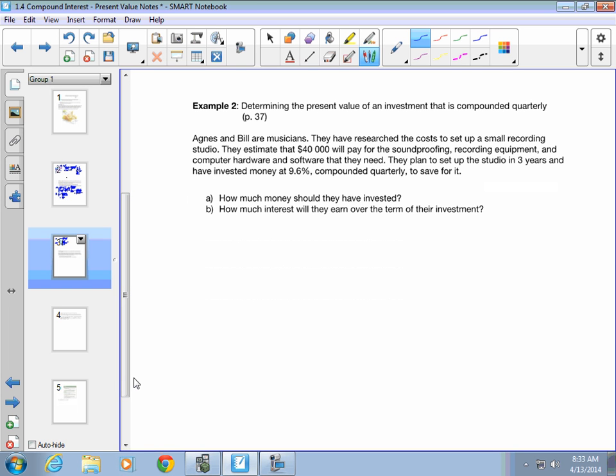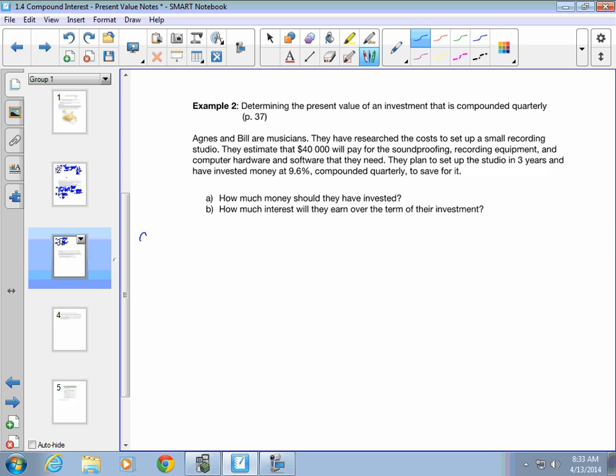So Agnes and Bill are musicians. They have researched the costs to set up a small recording studio. They estimate that $40,000 will pay for the soundproofing, recording equipment, and hardware and software that they need. They plan to set up the studio in 3 years and have invested at 9.6% compounded quarterly to save for it. How much do they need to invest?